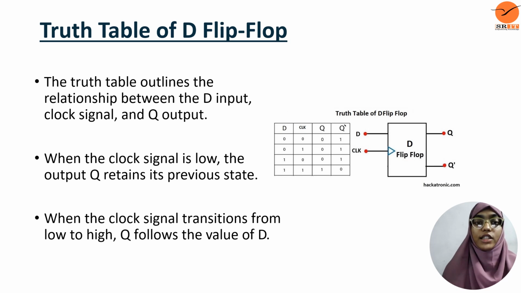Now let us see the truth table of a D flip-flop. The truth table outlines the relationship between the D input, clock signal and Q output. When the clock signal is low, the output retains its previous state. When the clock signal transitions from low to high, Q follows the value of D. You can see the truth table represented here: D, CLK, Q, with zeros and ones. This is the truth table, and that is the small diagram of the D flip-flop.